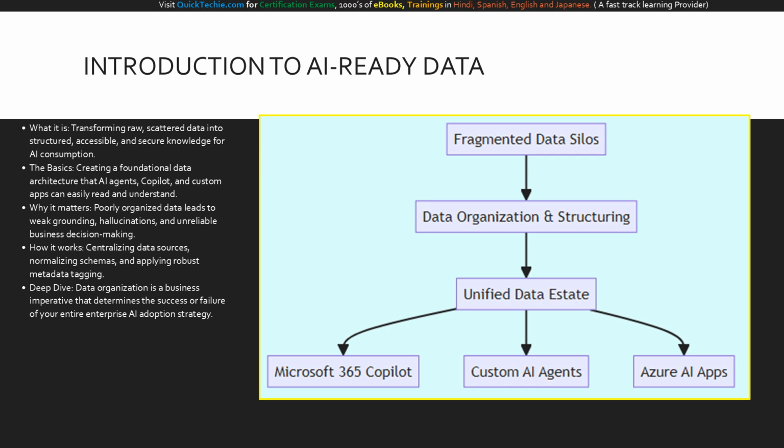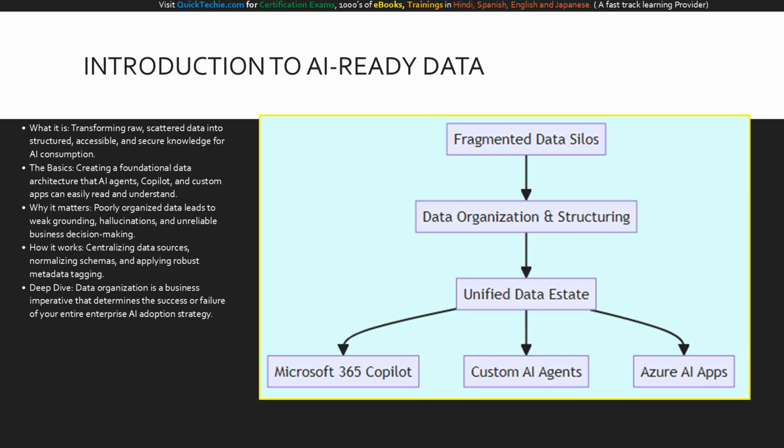On the top left, we have the current state for many organizations: fragmented, disconnected data silos, and unverified databases. When you feed this directly into an AI model, the output is highly unpredictable. The middle section represents our transformation process: data organization, structuring, and centralization. This is the crucial organizational bridge that connects raw information to usable intelligence.